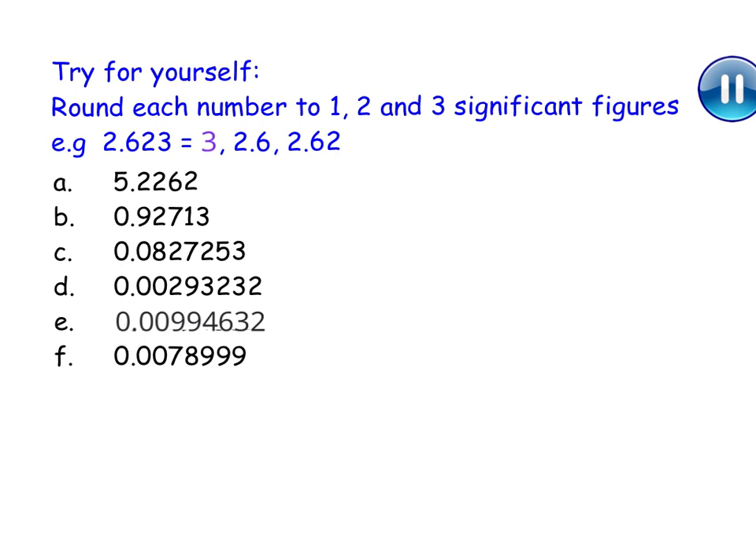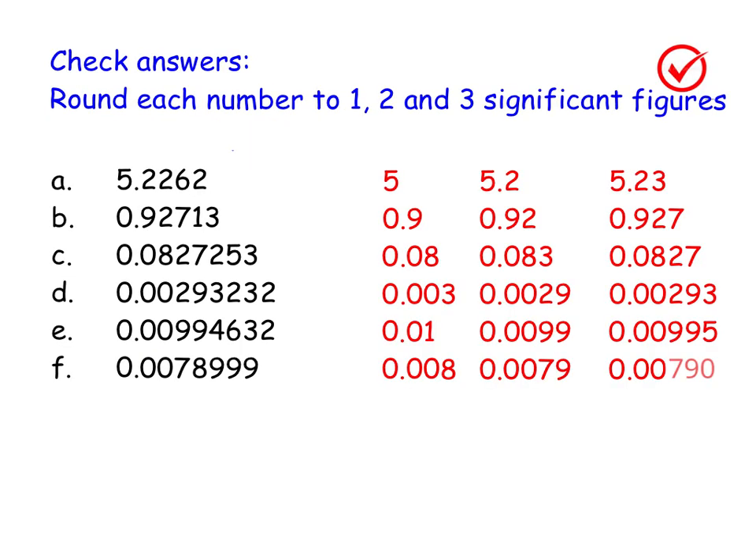So if I gave you the number 2.623 I want you to round it to 1, 2, and 3 significant figures. So to 1 sig fig, that would become 3. To 2 sig fig, you would write 2.6, and to 3 sig fig, you would write 2.63. So pause the video, give these a try, unpause it, and you'll be able to check your answers on the next slide. Okay, and here are your answers.